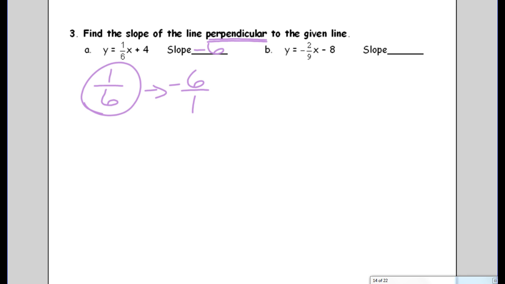So what if you get something like a 5 over 6? Yeah, you flip it, and it'll be 6/5. Okay.